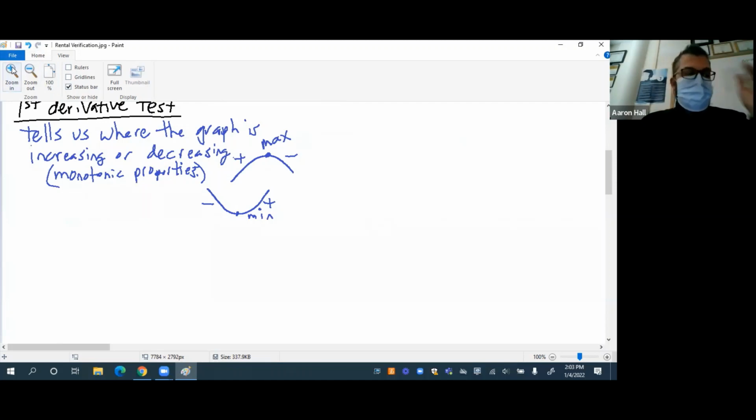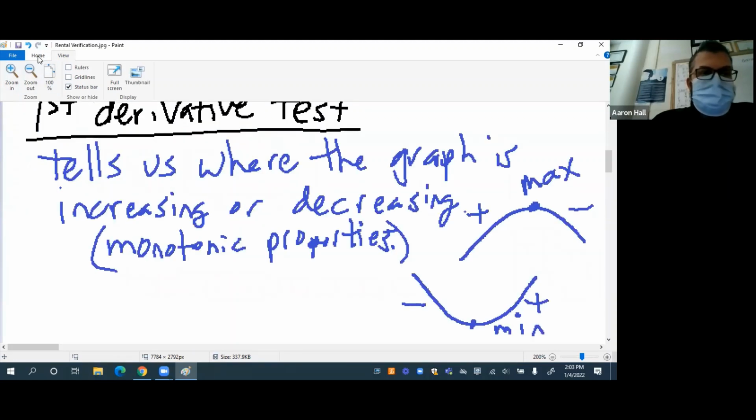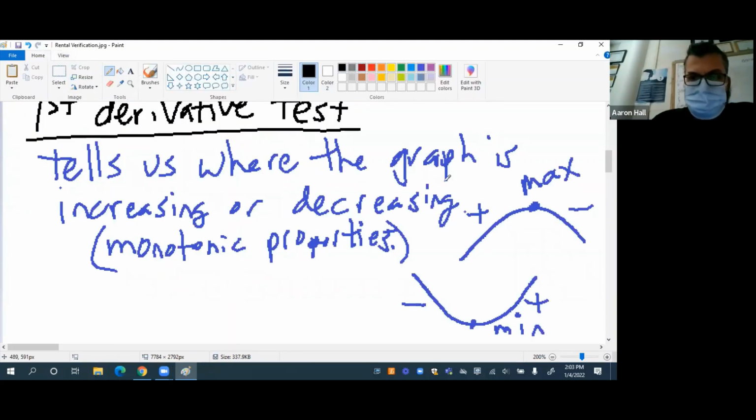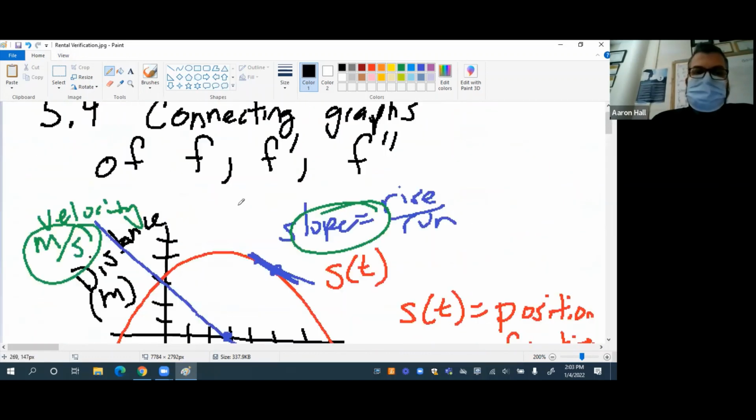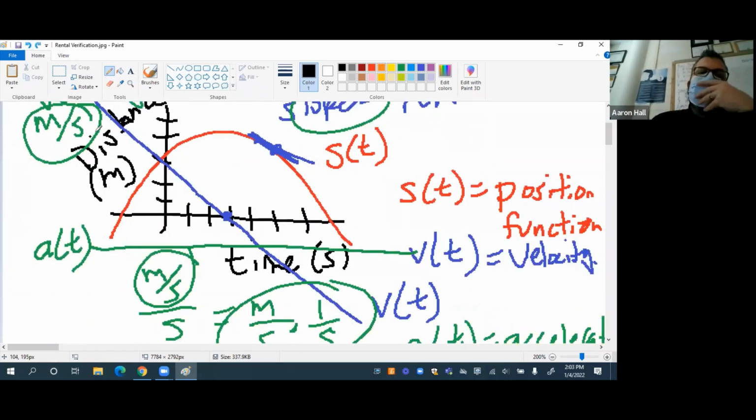So we could end up having what is called a stationary inflection point, and we'll talk about that in just a moment. I do want to talk about the second derivative test. Now, what happens when we take the second derivative? There's something interesting that happens.